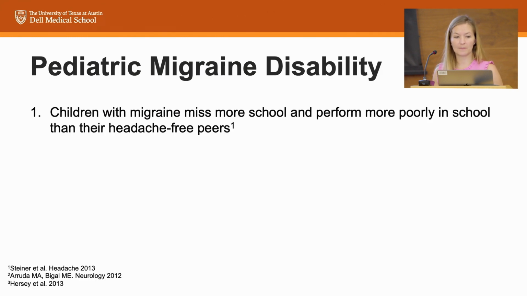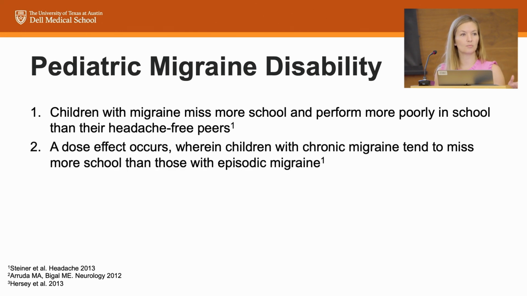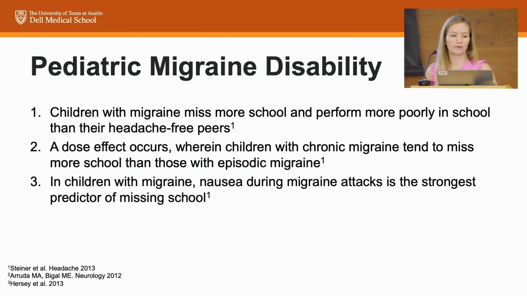What about in the pediatric population? We know that children with migraine miss more school and perform more poorly in school than their headache-free peers. Just like adults, a dose effect occurs. So patients who have chronic migraine tend to miss even more school and have more disability than those with episodic. This is really interesting and important. Children who have migraine with associated nausea tend to miss more school than those who don't have nausea. So that nausea is a really important component to tease out and to treat.